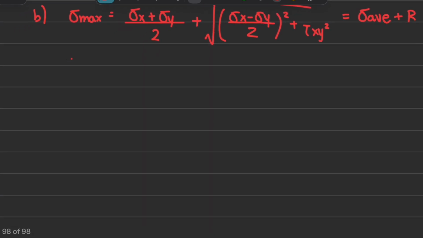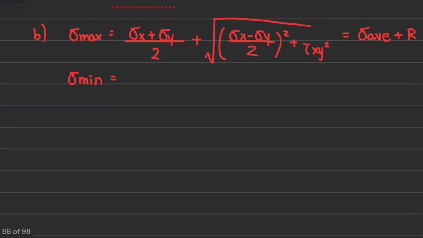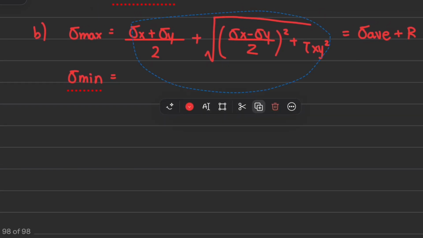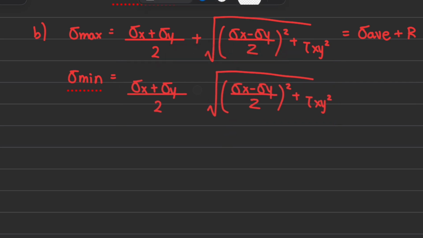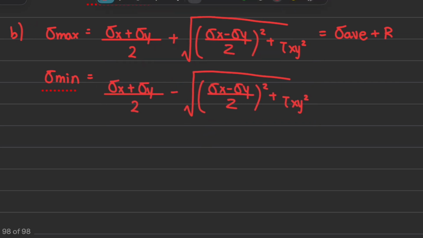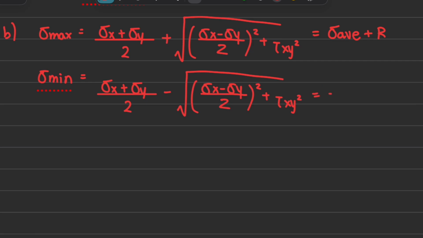And then for the minimum, same exact thing. Literally copy paste it. But this time it's minus. So it is the average normal stress minus the radius. That's the only difference. Maximum, minimum. It's the sign that changes, that's it.